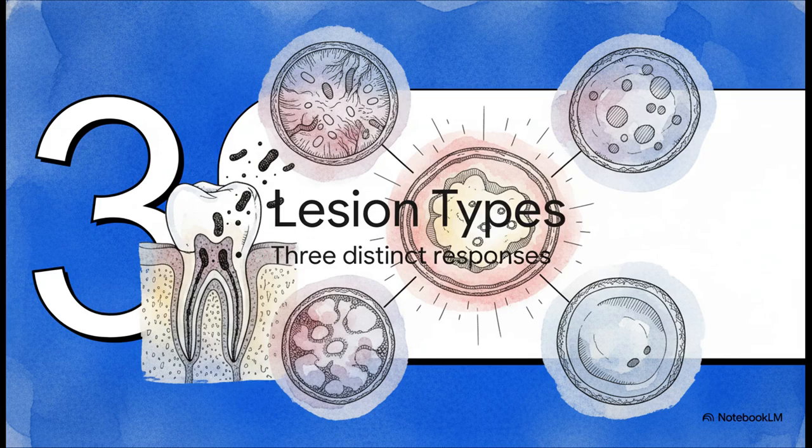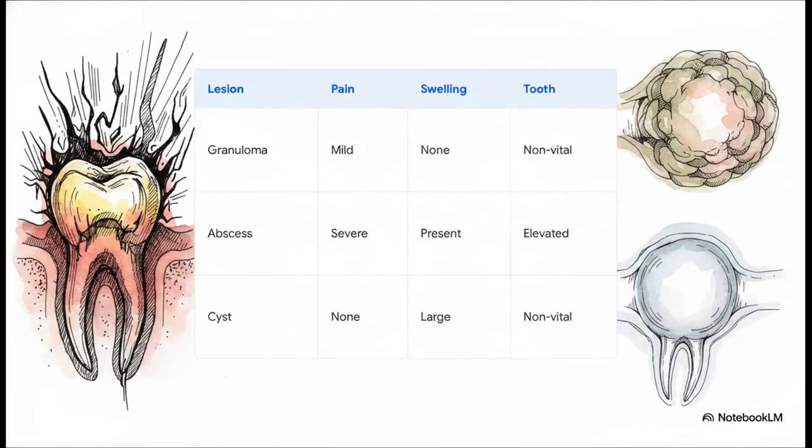Okay, part 3, granuloma, abscess, or cyst. So the crucial point is, what does the body do once the bacteria actually breach the gates? Well, it has 3 distinct ways of responding. Check out the massive clinical contrast here. A periapical abscess is an acute, incredibly aggressive response. We're talking packed with pus, intense inflammation, severe throbbing pain, swelling, and a tooth that literally feels like it's popping out of its socket. It's loud and it is angry.